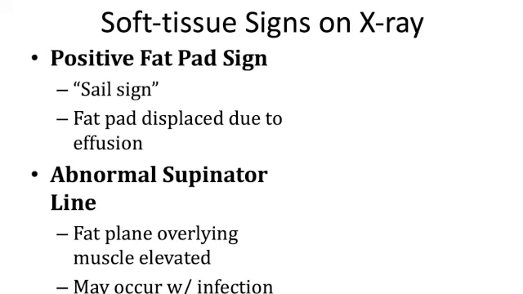So two big ones that we're going to see are something called a positive fat pad sign. This goes by the eponymous Sail sign. We're also going to see something called an abnormal supinator line. So what we see here is that abnormal supinator line may occur if we are actually dealing with an elbow infection. So definitely something we need to know and something we need to screen for.